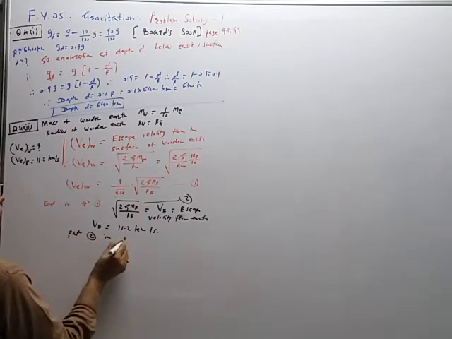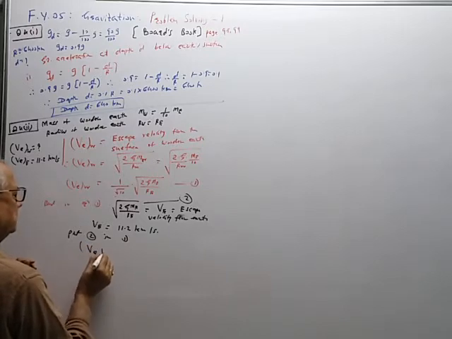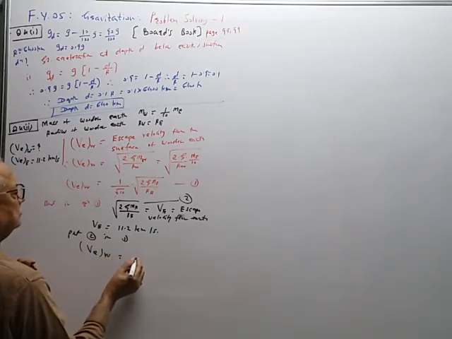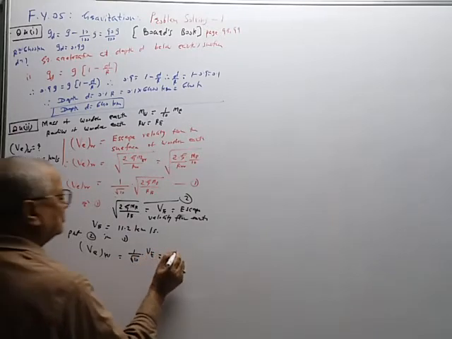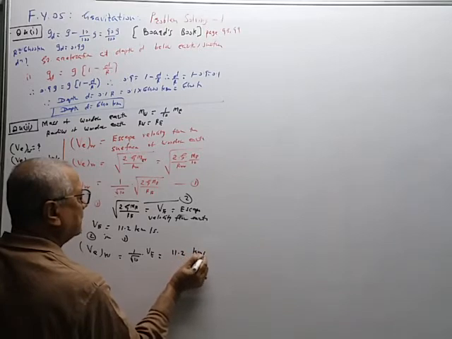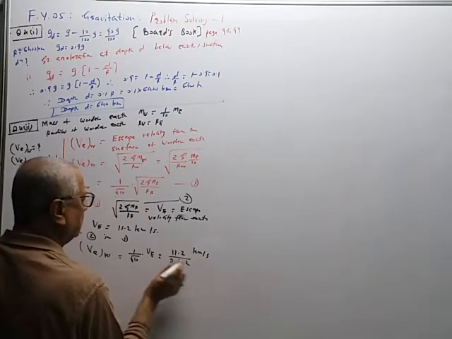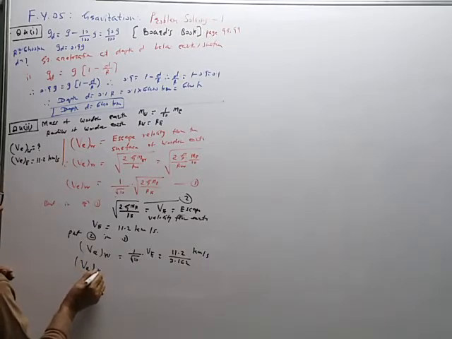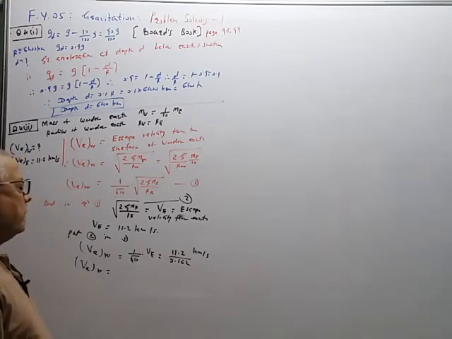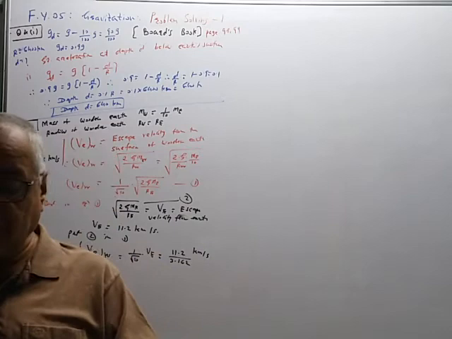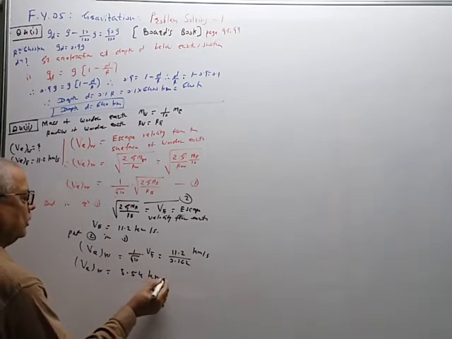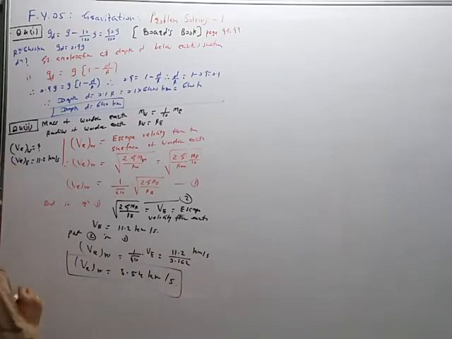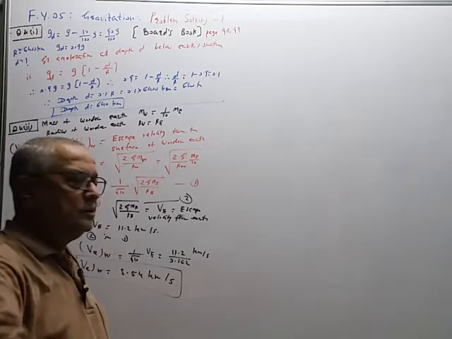Put 2 in 1, therefore V_EW is equal to 1 upon root 10 multiplied by escape velocity from the earth. So that is equal to 11.2 kilometer per second upon root of 10 is 3.162. So this escape velocity from the surface of the wooden earth will be nearly between 3 and 4. So I will give the answer directly. 3.54 kilometer per second.